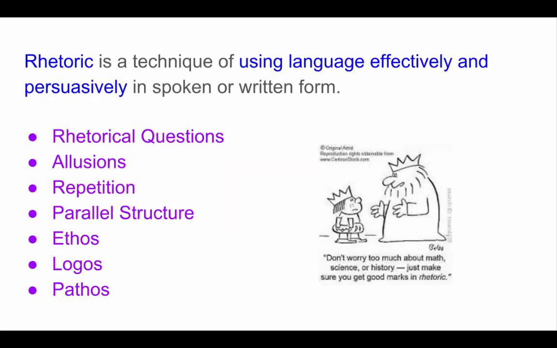Let's review the information in this presentation. Rhetoric is a technique of using language effectively and persuasively in spoken or written form. Some common types of rhetorical or persuasive devices that writers and speakers use are rhetorical questions, allusions, repetition, parallel structure, ethos, logos, pathos. Now you are ready. If your teacher asks you to identify some of the rhetorical devices in a work and explain why they are effective, you can do it. Or if your teacher asks you to use some of these devices in your own work, you can do that too. Good luck.